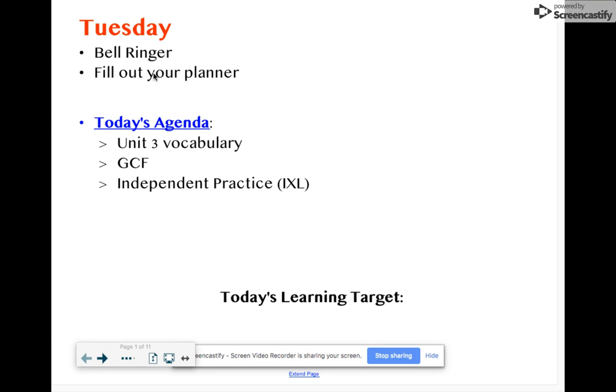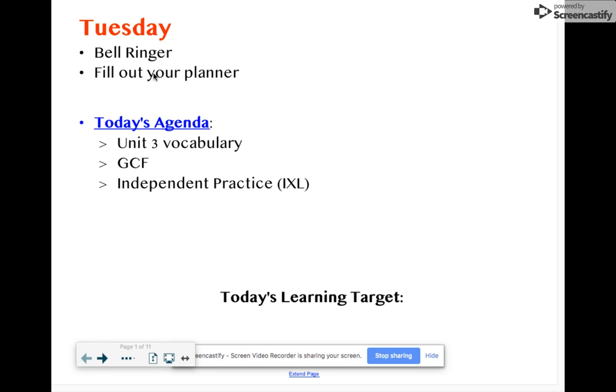Hopefully you've had a chance to get your planner filled out and then be working on your ballerina, which was IXL. Today, we're going to be learning about the greatest common factor.